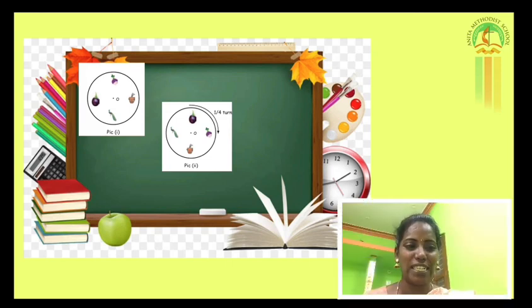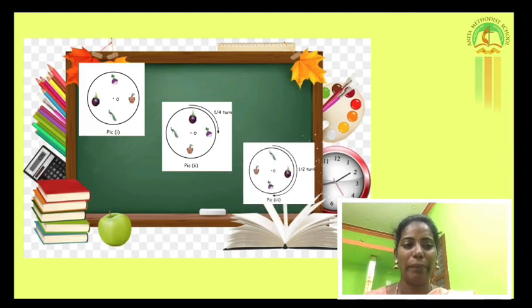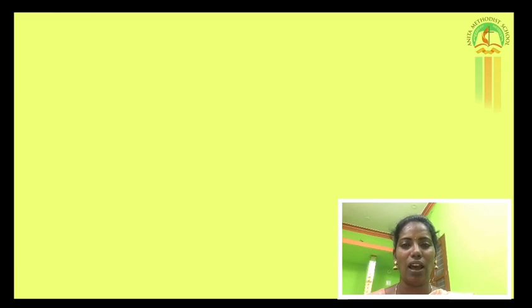We are going to see half a turn, 1 by 2. When you turn 1 by 4, what happens? Again you rotate from the right direction, one more rotation. You will get half a turn.